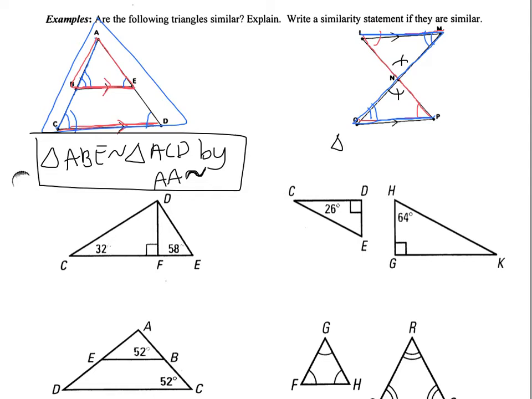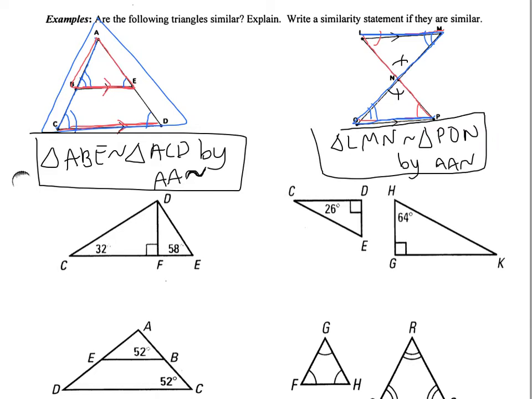The top triangle is triangle LMN. Now I need to match up angles. Angle L is congruent to angle P. Angle M is congruent to angle O. And angle N is congruent to angle N. And then we would say by AA similarity. Okay, we're going to do one more together, and then you're going to do one on your own.